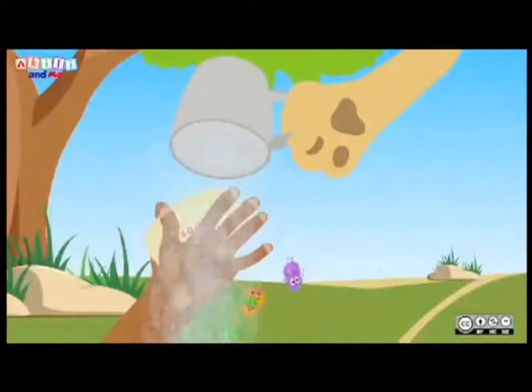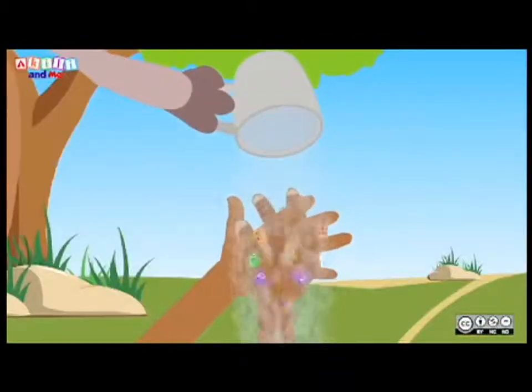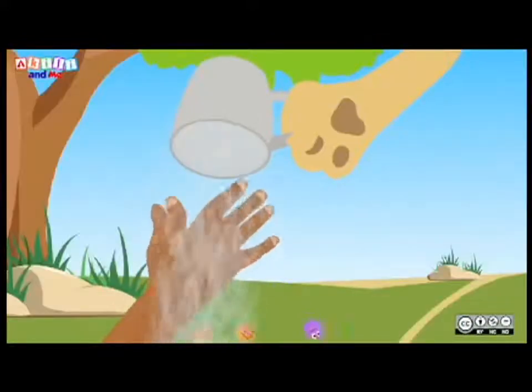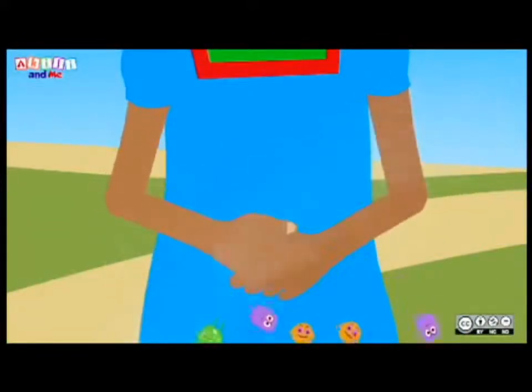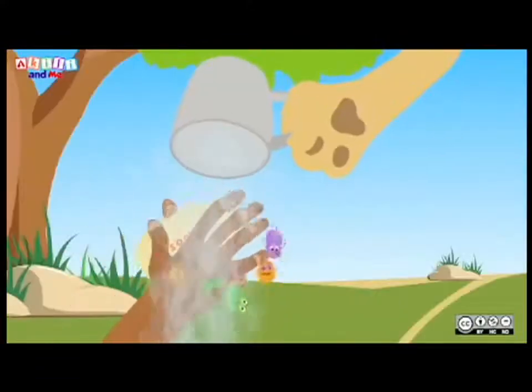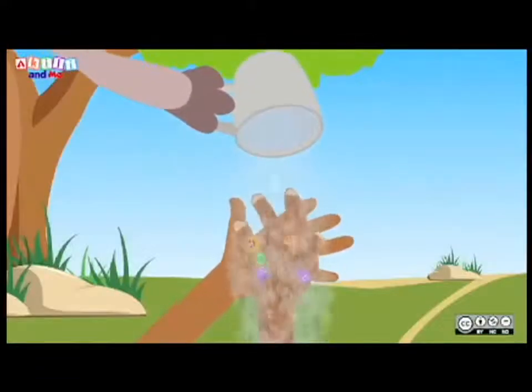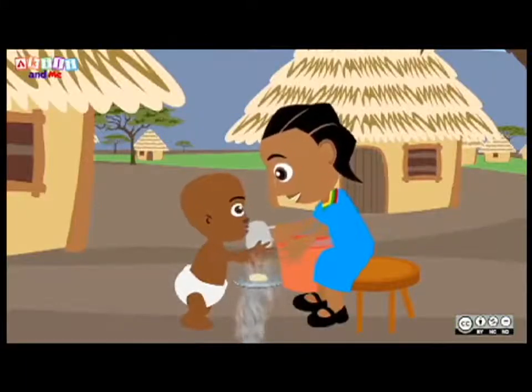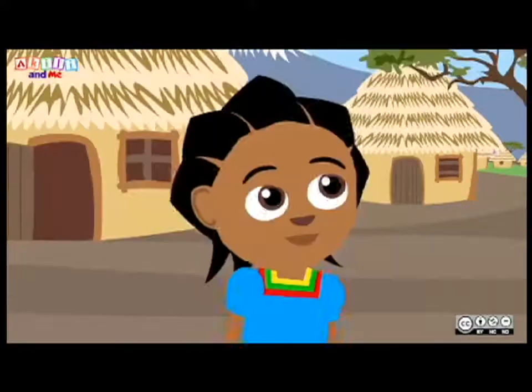We love to wash our hands, and this is how we do it. Wash, wash with clean water. Scrub, scrub, scrub with soap. Rinse, rinse with clean water, and then the germs will go. We love to wash our hands, and this is how we do it. Wash, wash with clean water. Scrub, scrub, scrub with soap. Rinse, rinse with clean water, and then the germs will go.